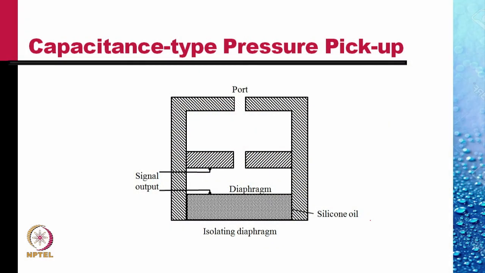Another common type of pressure pickup is a capacitance-type pressure pickup. In this case, we utilize the fact that as the distance between two charged surfaces changes, the capacitance changes. And so that results in an electrical signal that measures the difference in pressure that is applied here and the pressure that is applied on this side. On one side is the atmospheric pressure usually, on the other side is the pressure that needs to be measured.